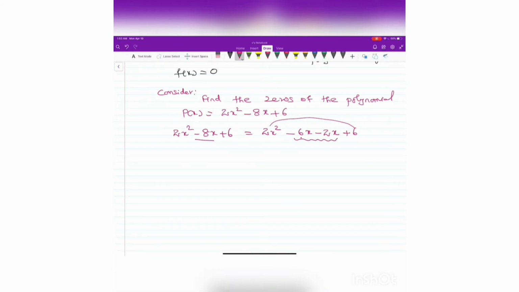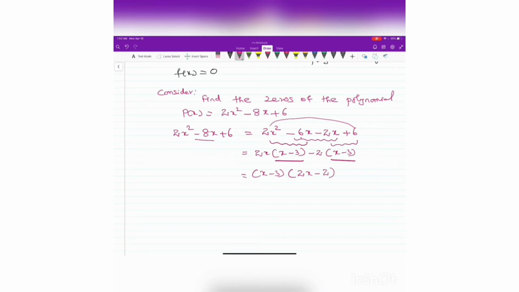Okay. Now, combining these two terms, I can take out 2x. So inside I will have x minus 3. From these two terms, that is minus 2x and 6, I can take out minus 2. Inside I will be having x minus 3. Now what is common? X minus 3 is common. Take it out. Then I will be left with 2x minus 2.